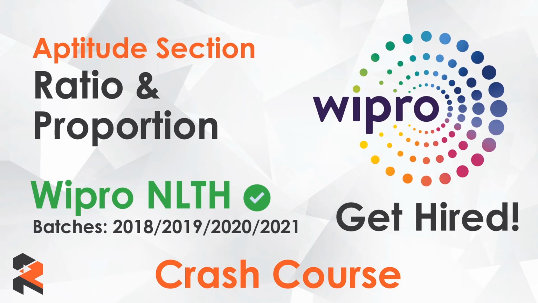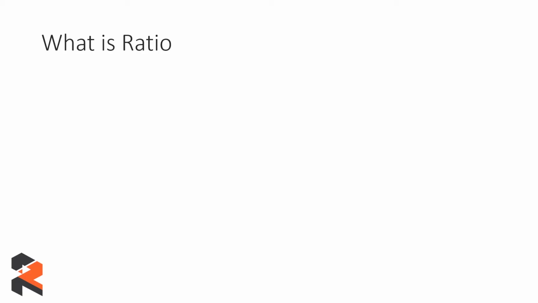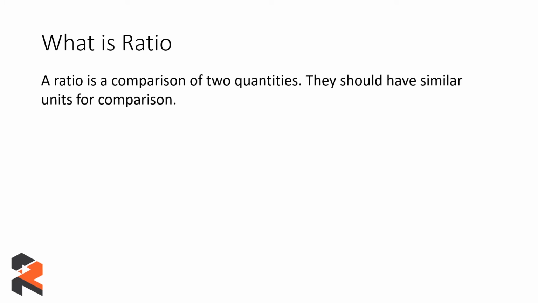So what are we talking about today? The topic is ratio and proportion, as is clear from the thumbnail. So let's get started. Now, what is a ratio? Ratio is nothing but a comparison of two quantities, and these quantities should obviously be of the same type, which means that they should have similar units for comparison. For example, you won't compare length with weight. The units are different for both of them, so you cannot compare them. So always remember that ratio is a comparison between two quantities and they should have similar units for comparison.